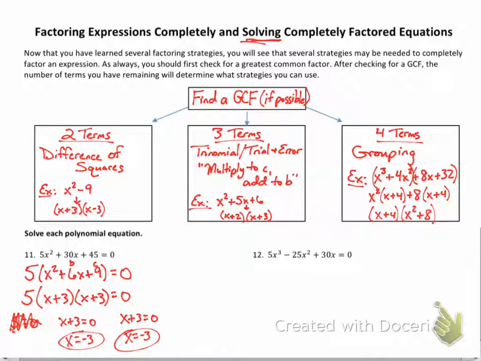So we factored the part using the chart from up top, took out the GCF, broke apart the trinomial, take all the factors individually and set them equal to 0.